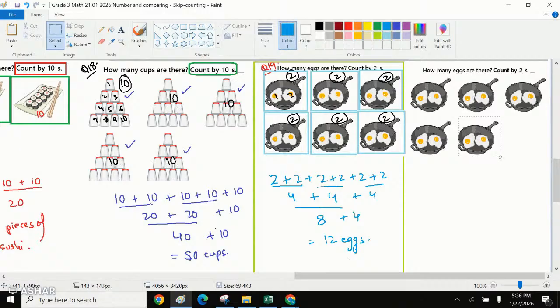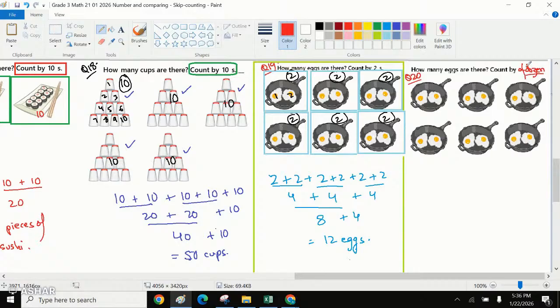Precious and May, your answer will change, right? Okay. Why I did this was I wanted to change the question and say how many eggs there are if we are to count by a dozen.